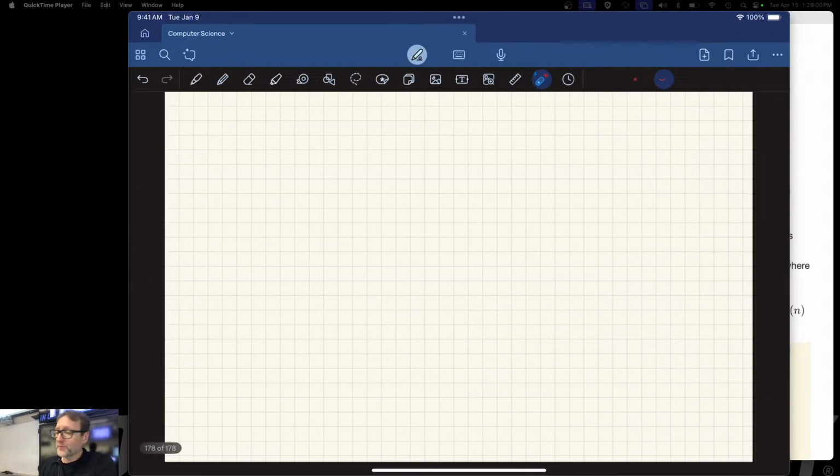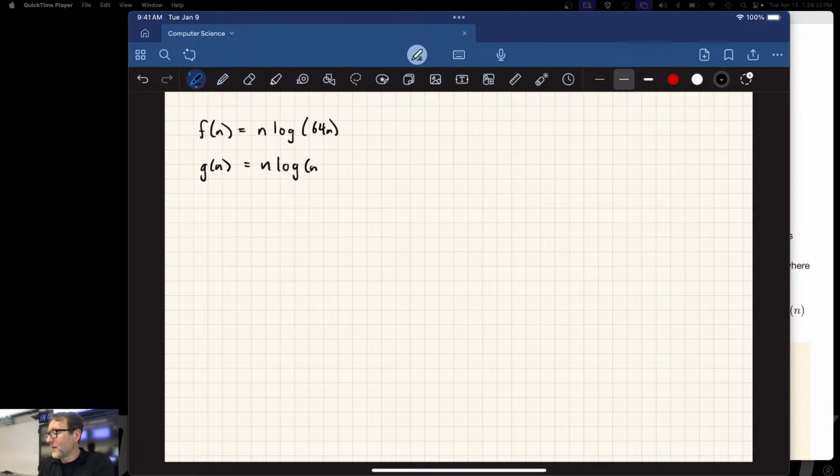Here's another one. If it involves polynomials, it's pretty straightforward. But what happens when it does not involve polynomials? What if I've got f of n is n log of 64n, and then g of n is n log n. Now, both of these are what are called quasi-linear. We'll talk about that in a second. But there's n, and there's a log n, and there's an n and another log n. There's just this really annoying constant sitting here. How do we take care of that?